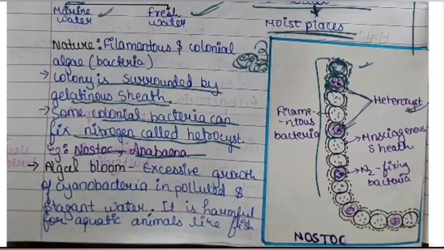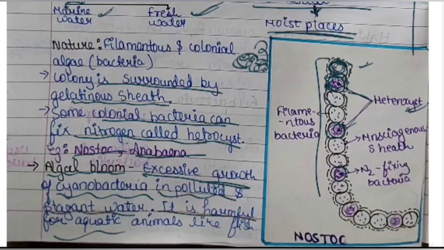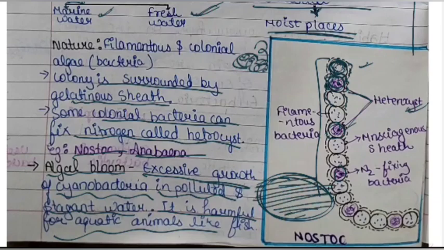Now let's talk about the algal bloom. So algal bloom is basically the extensive growth of cyanobacteria in polluted and stagnant water, which is harmful for the aquatic animals such as fishes. Basically the growth of cyanobacteria takes place on the surface of water, which does not allow oxygen to pass through it. So because of that, aquatic life is unable to respire properly and so it causes harm to the aquatic life.